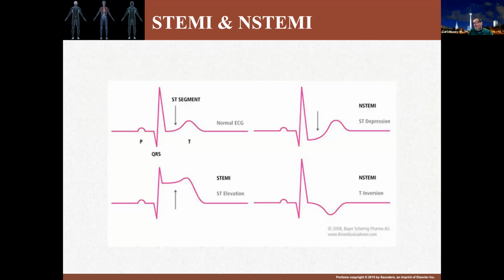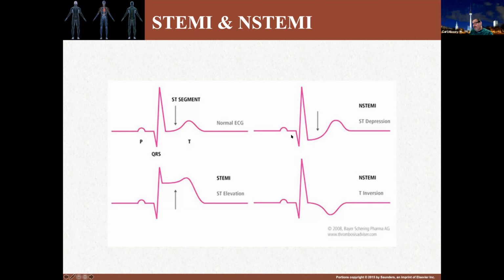Now here we see the difference between STEMI and NSTEMI. Here's a normal EKG. This is our PR isoelectric line, our TP isoelectric line, and notice our ST segment is isoelectric with those. In the STEMI, on the other hand, here's our J point. Notice that we are elevated above the isoelectric line. So this is clearly a STEMI.